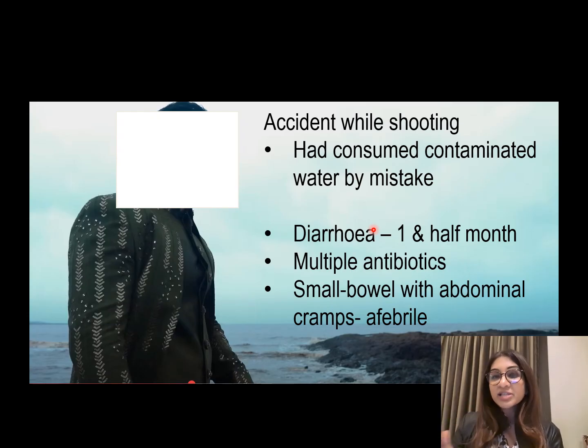It was a small bowel type of diarrhea. Despite taking multiple antibiotics, it was not improving, and that's when he consulted us. When we inquired, this patient was not febrile. It was a lot of abdominal cramps as well as multiple episodes of loose motions. So we suspected that it could be a parasitic infestation rather than a typical bacterial etiology. Viruses are anyway not likely in this patient.